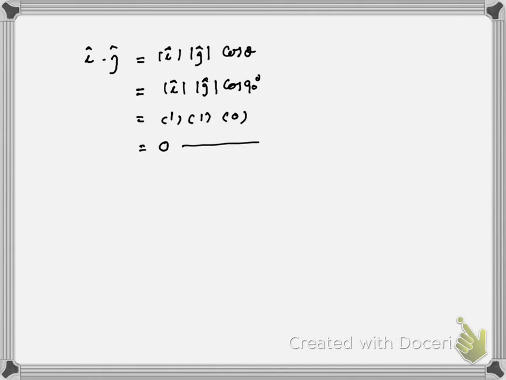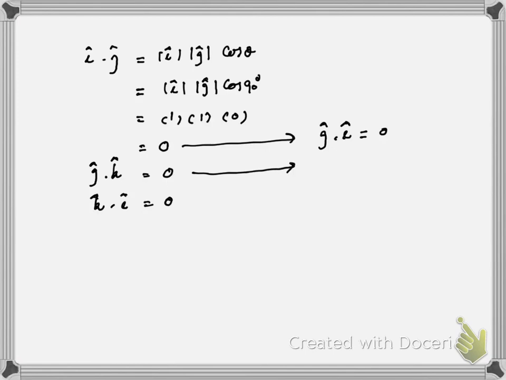Similarly, j dot i is equal to 0. Why? Because a dot b is equal to b dot a. Now j dot k is also 0, because angle between j and k is 90 and cos 90 is 0. k dot i is also equal to 0. k dot j is equal to 0. i dot k is also equal to 0.